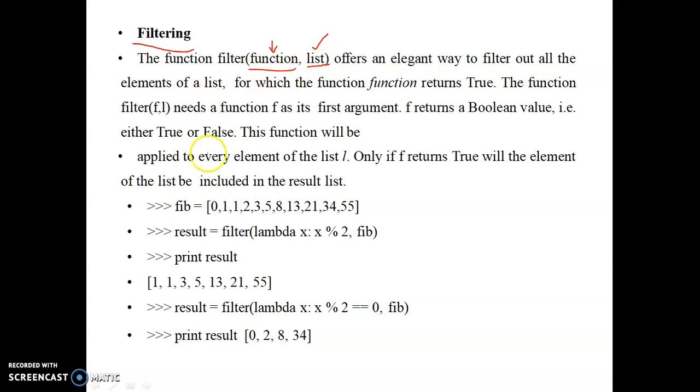Here the function is written like this. First we are creating a list. FIB is a list of elements 0 to 55. These are the Fibonacci numbers, and next we are filtering the values. That is, we are finding the even numbers in this Fibonacci series. This is the Fibonacci series of numbers, and from this I want to find the even numbers.